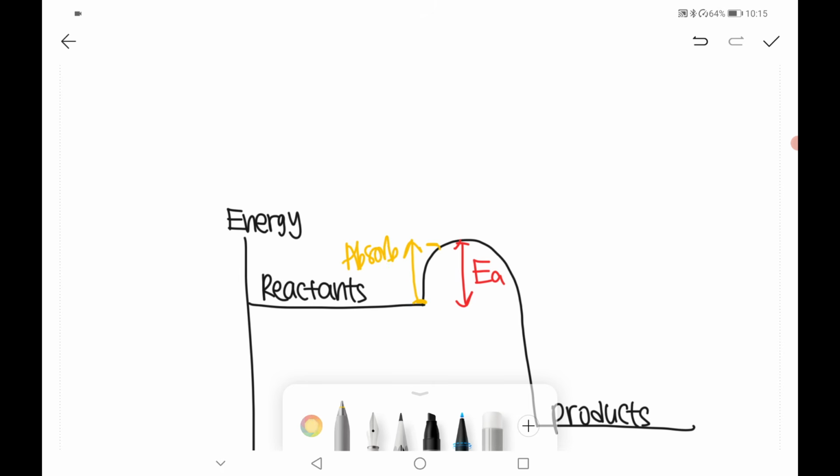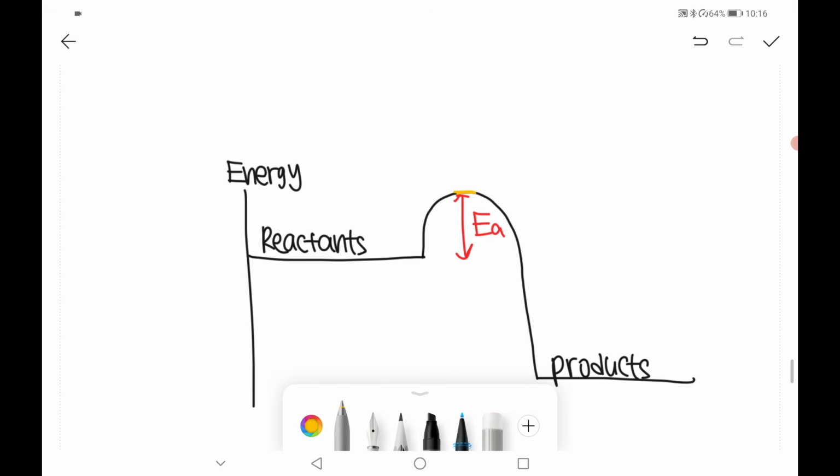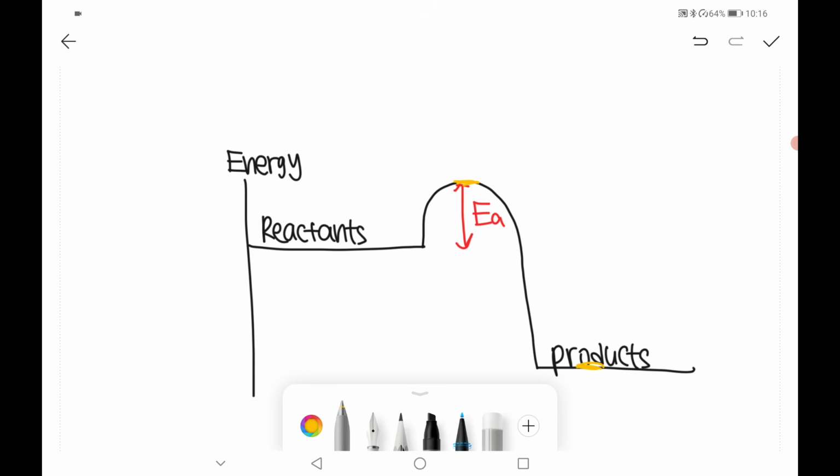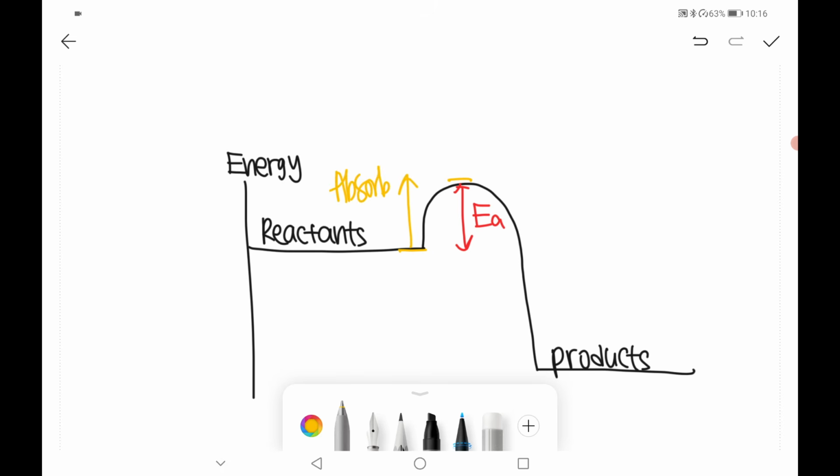What about this? From the peak to the product, this is the total energy released to form the bond. So I repeat: from here to the highest point, this is the energy you absorb to break the bond. From here to the product, going down, this is the energy you release to form the bond.